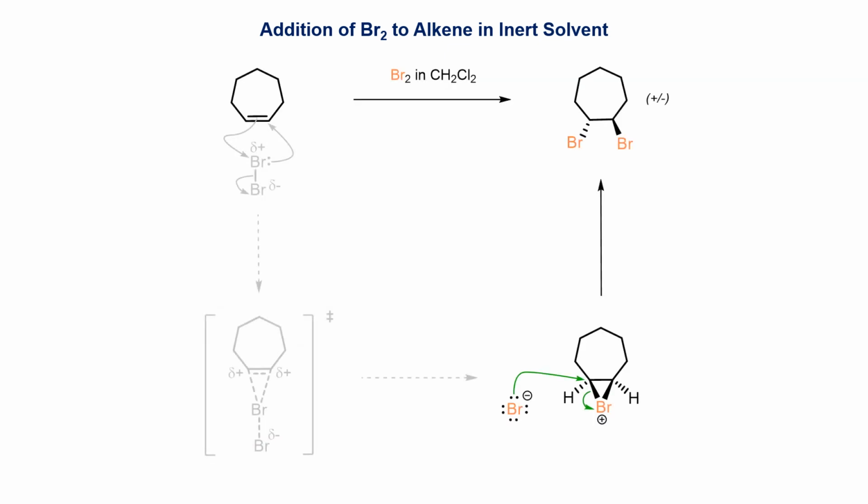In the second step, the bromide nucleophile attacks the strained bromonium ion from underneath in order to donate its lone pair into the appropriate anti-bonding orbital. This results in the trans stereochemistry observed in the product, and since the symmetrical meso intermediate may be attacked at either carbon, a racemic mixture of dibromides results.